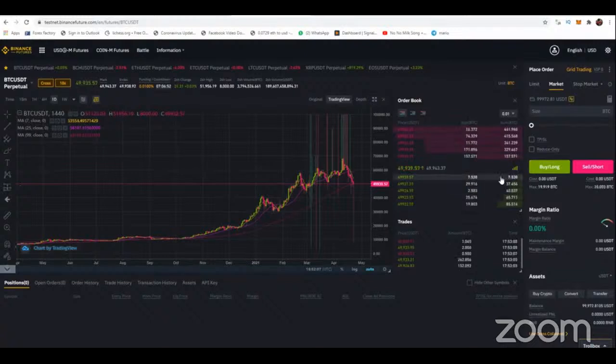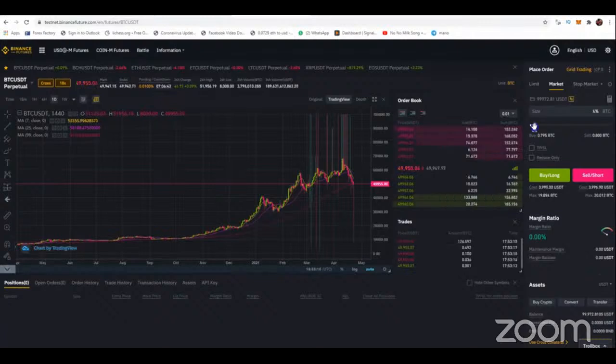So let's do another one. Let's say, for instance, that we want to sell. We have done our analysis and we feel that price is supposed to go down, and we want to risk about 5% of our account. We move this one to 5%, and then we click on sell short.